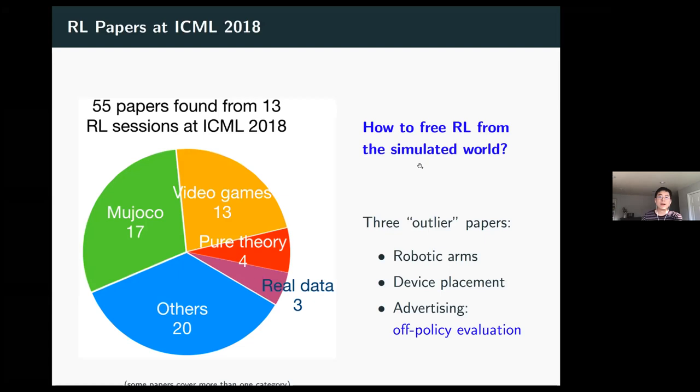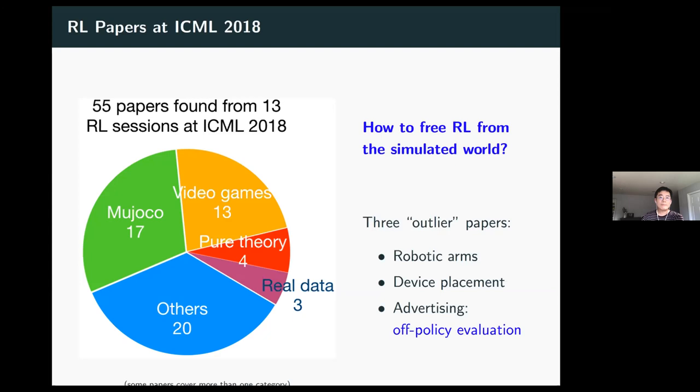If you look at the outlier papers, the three outliers that touch real data, one is on robotic arms, where people actually build the robots to run experiments on. Another is device replacement, where people can afford to run experiments. A third one is advertising, where people use off-policy evaluation to do experiments to compare different methods based on real data. And this is the OPE topic that we're going to talk about today.